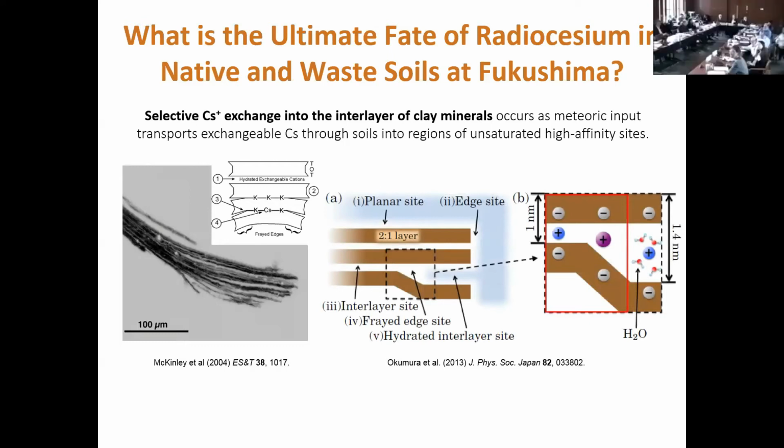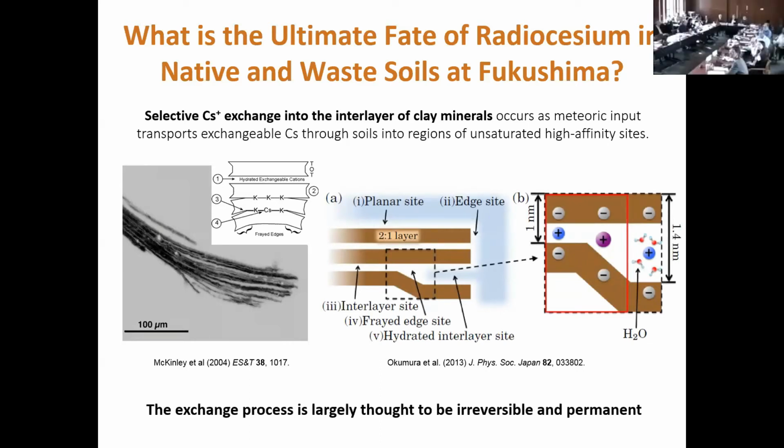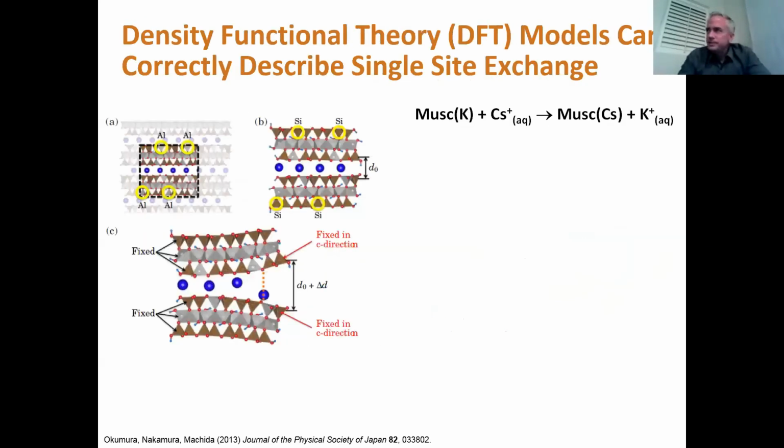And this is already happening at the Fukushima site. You can go out into still contaminated soils, sample that, look in the clays, and see the hotspots of cesium associated with the clay particles. So this exchange process is thought to be irreversible and permanent. And the question is, is it really? The half-life of cesium is about 30 years, and so it would take a long time to really learn that or do that experiment in the laboratory. So we did some molecular simulations on this particular problem.